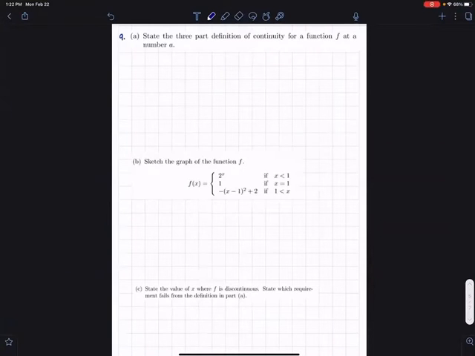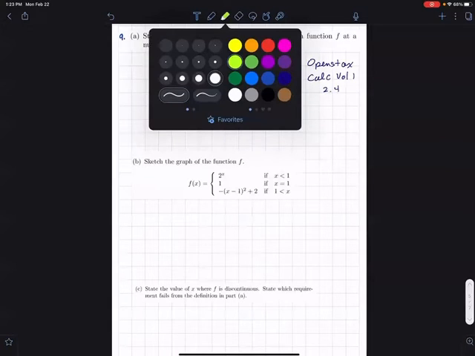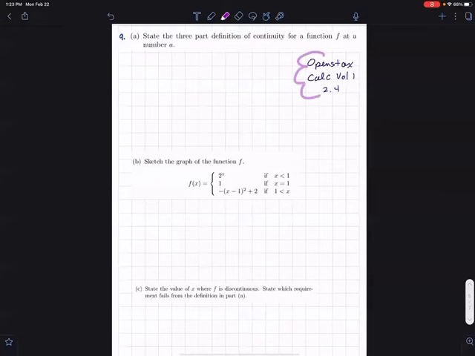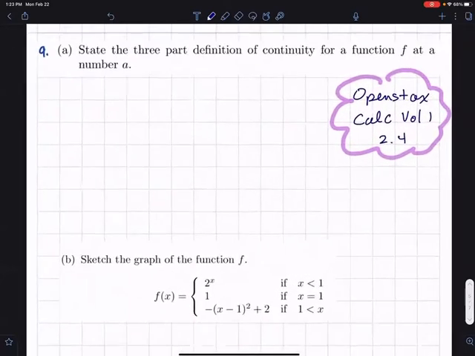What we're doing here is a typical problem on dealing with continuity. This is from section 2.4 of OpenStax Calc, volume 1. Other books, not the OpenStax book, will have it in a slightly different section. But anyway, let's go through the three-part definition of continuity for a function at a number A.